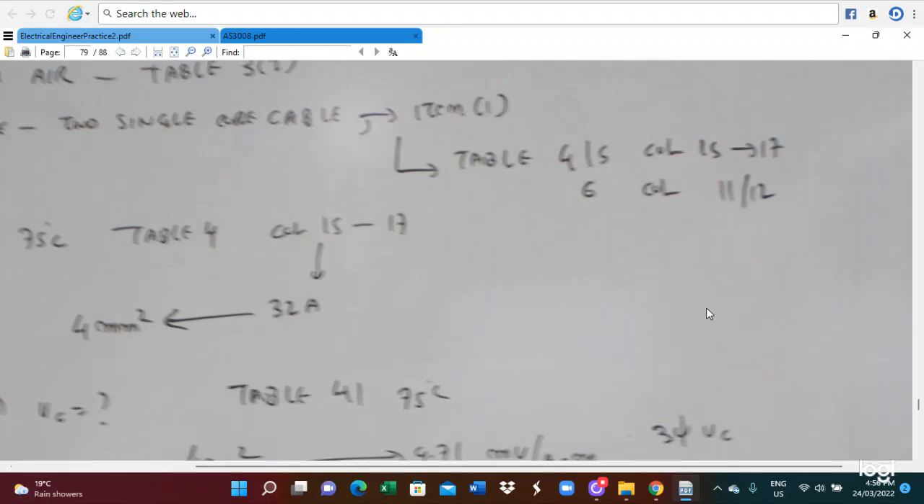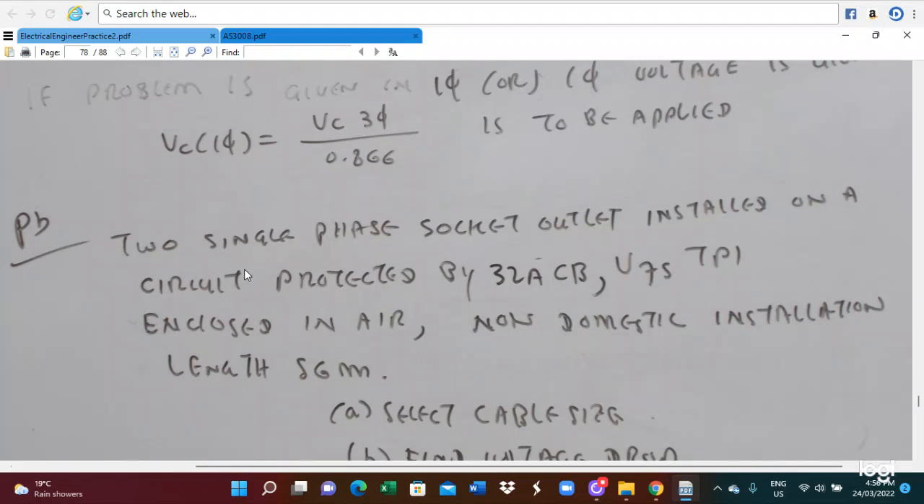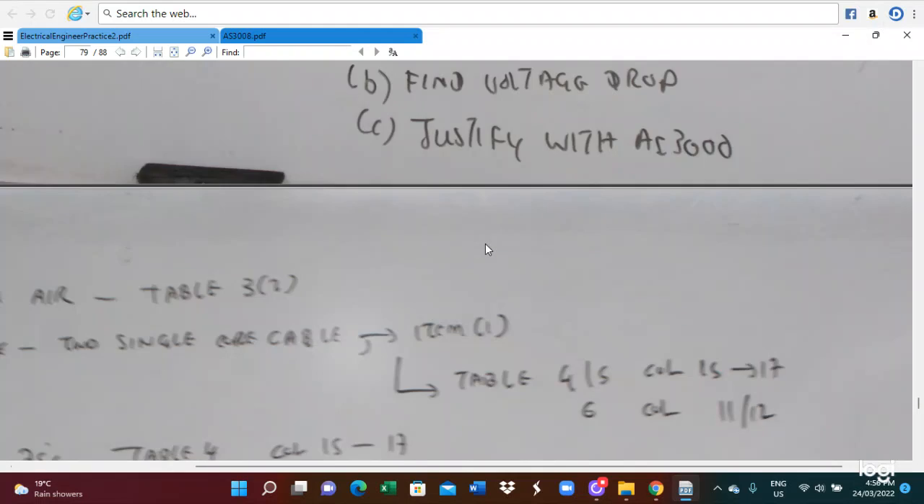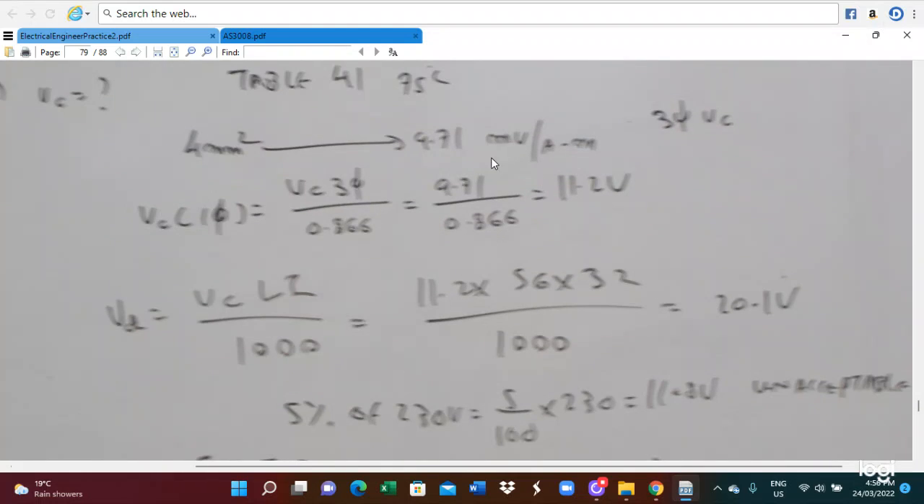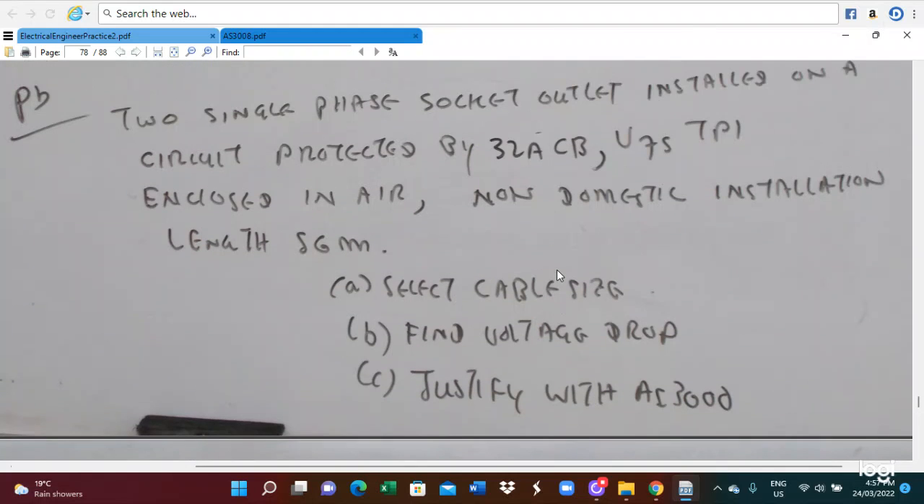But this problem is given as single phase. Therefore, this VC has to be converted to single phase. The 3-phase VC divided by 0.86 gives single phase. So 9.7.1 divided by 0.86 is 11.2. This is the single phase VC. Then the circuit length is already given as 56 meters.